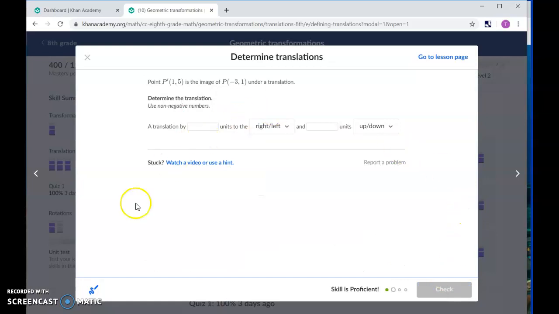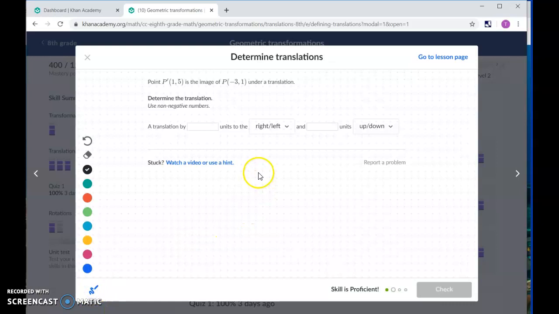Okay, so now instead of having the actual shapes here, it's just giving me the points. Okay, so it says point P' (1, 5) is the image of P (-3, 1) under a translation. So this is your original. So if you start here at (-3, 1), what do you have to do to get here? Okay, so there's 2 ways you can do this. You can make a little Cartesian plane, and please excuse my very rough drawing. It says (-3, 1), so then that would be over here.